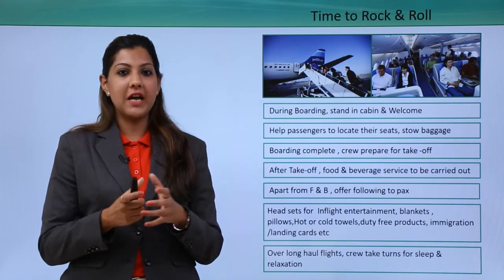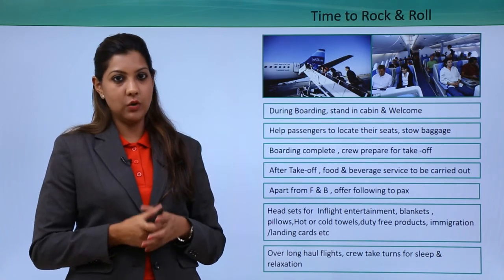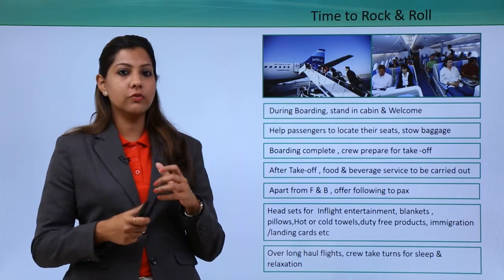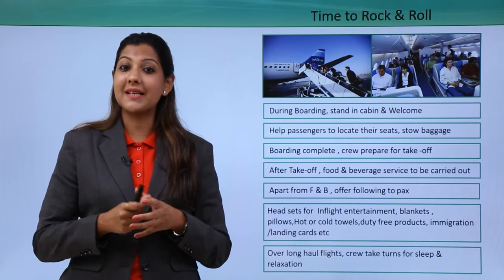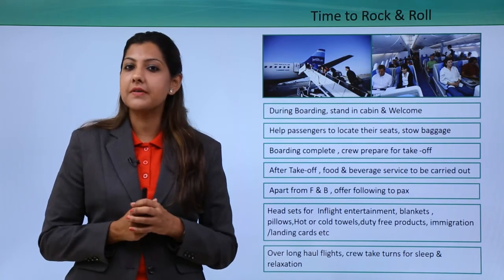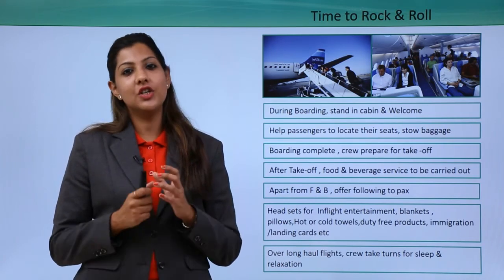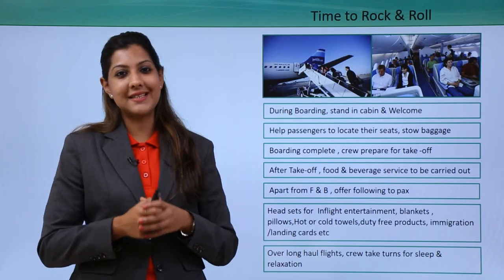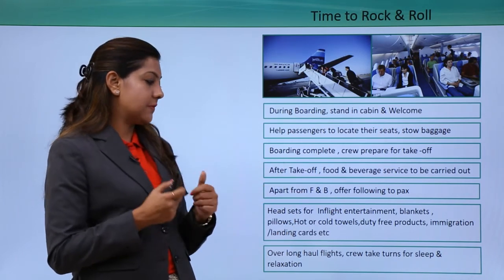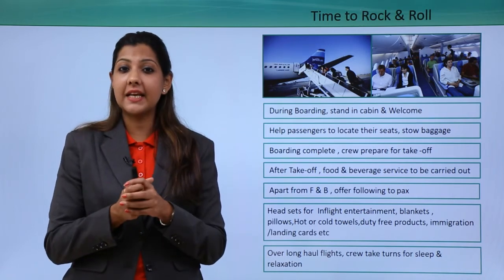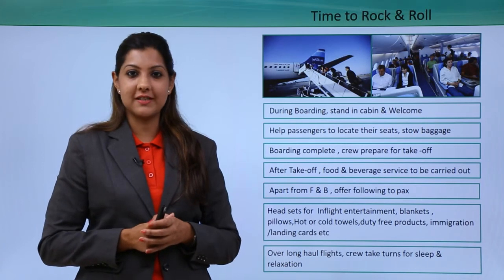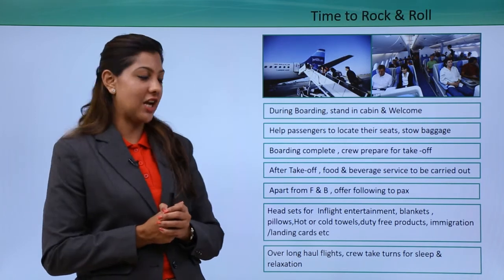After takeoff, food and beverage is going to be carried out, the service of food and beverage. Apart from F&B, also, the following things have to be offered to the passengers. On ground, passengers may ask for a couple of things like newspapers or magazines or water, etc. She needs to make sure that she's assisting the passengers with these. Headsets might be given, blankets, pillows, hot or cold towels. In case you are traveling business class or first class, there's a lot of on-board service, on-ground service which happens.